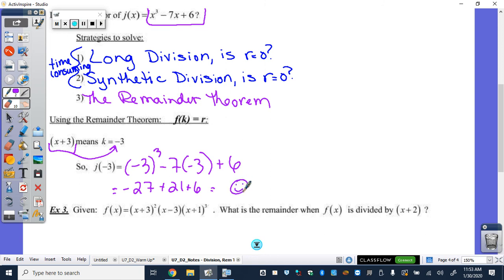So remember, the answer when we plug that in, that is our remainder. So do we have a remainder? No. So then x plus 3 is a factor. Because we got a remainder of 0, that means x plus 3 is in fact a factor of that. So that's just the quick way to be able to check. Plug the number in, see if you get a 0. If you don't get a 0, not a factor.